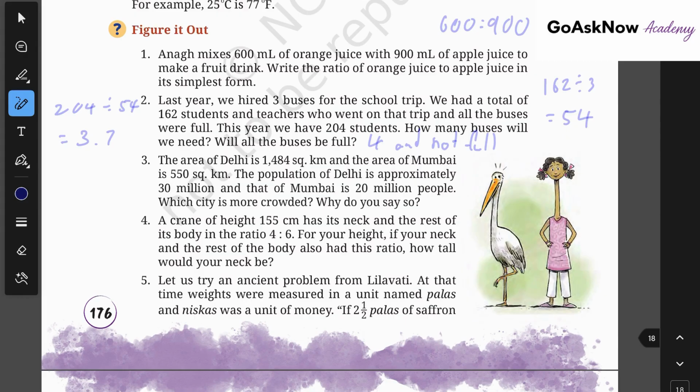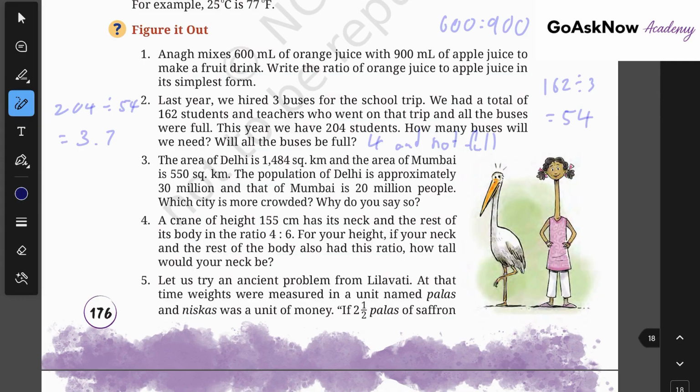To find which city is more crowded, we have to find how many people are living per square kilometer. Since Delhi has 1,484 square kilometers and 30 million people live in it, we can just do 30 million divided by 1,484.